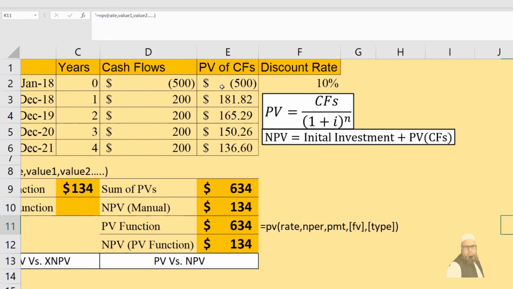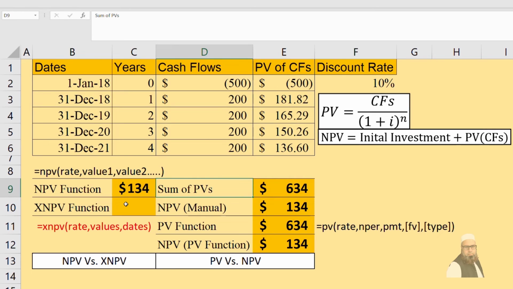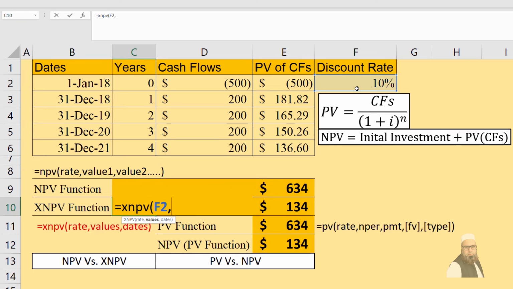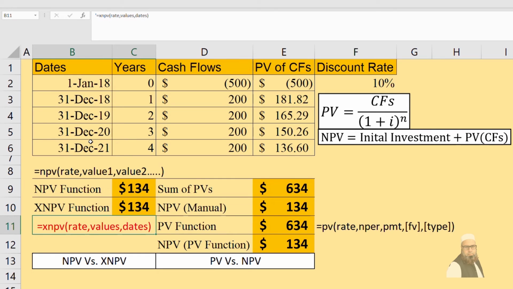And the last function is XNPV. XNPV is equal to XNPV(rate, values, dates). It equals XNPV, start the parenthesis, rate, that is 10%, and then the values including the initial investment, comma, and dates. Close the parenthesis, press enter. So the NPV will be computed. So XNPV is the function that can compute the net present value of cash flows by considering dates.